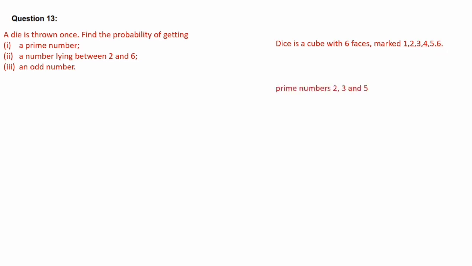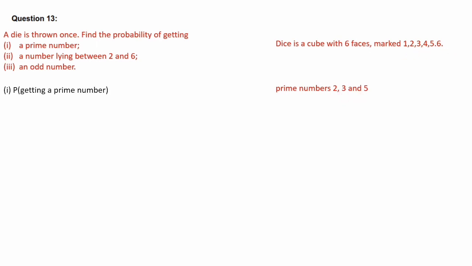Then the first question is, what is the probability of getting a prime number? The possible outcomes are the numbers 1, 2, 3, 4, 5 and 6. From here you have to choose the prime numbers. Prime numbers are 2, 3 and 5, means a total of 3 numbers. There are 3 prime numbers out of 6. So the favorable outcome is 3, total outcome is 6.